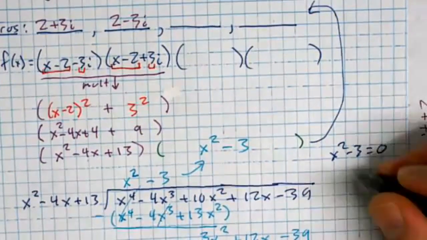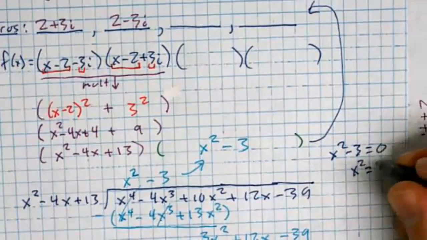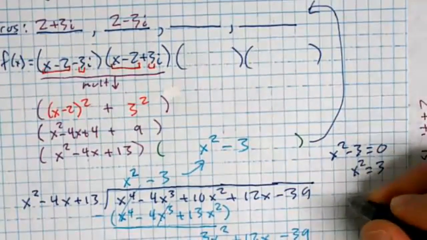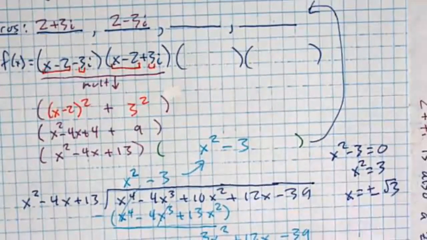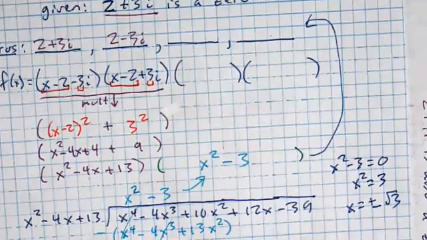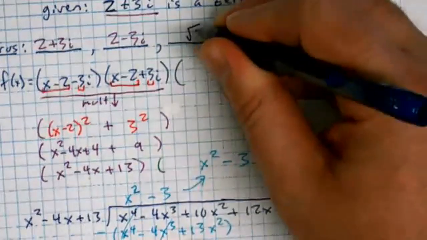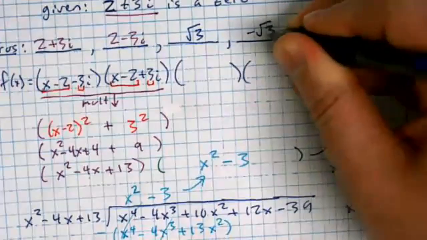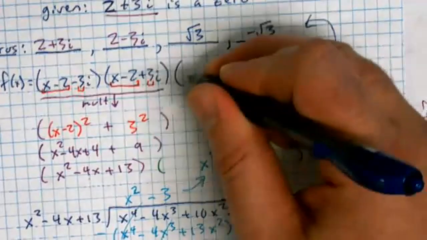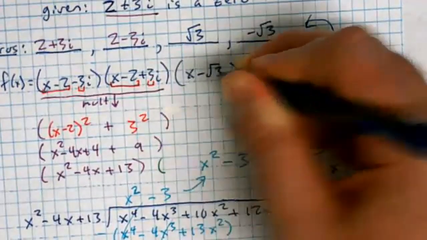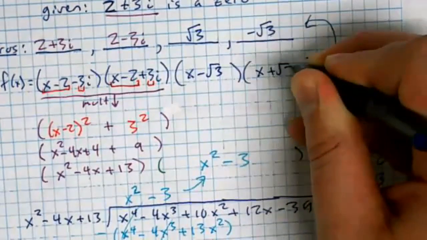So plus 3 on both sides gets us x squared equals 3. Take a square root on both sides. Don't forget your whole plus or minus thing. There's our last two zeros: root 3 and negative root 3. Which means my last two linear factors would be x minus root 3 and x plus root 3. And we're done.